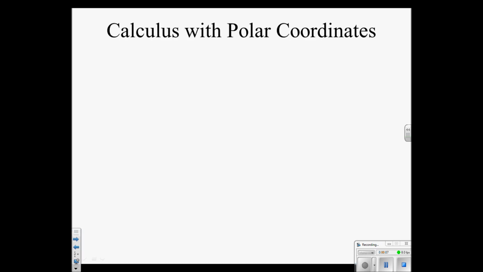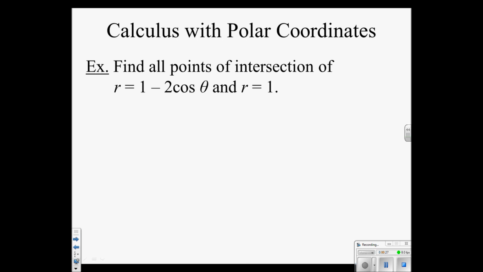So last class we talked about polar coordinates, how to graph equations that are given with polar functions, and also derivatives of polar functions. Today we're going to talk about how to work with integrals of polar functions. Now before we do that though, I wanted to look at an example, here it is, where we want to find the intersection between these two graphs, r equals 1 minus 2 cosine theta and r equals 1.